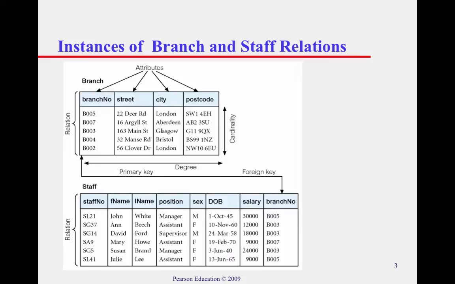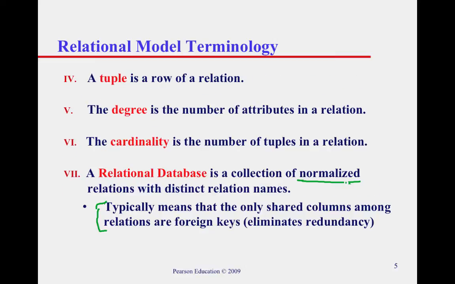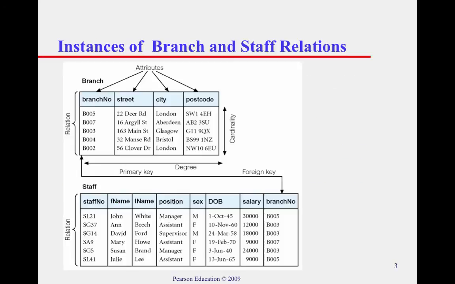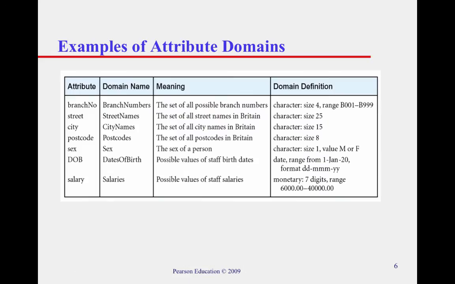So this idea of only sharing foreign keys is an important one because it reduces the amount of redundant data that we store, and that in turn reduces inconsistency in the database. Now, obviously, if we update the branch number for B005 and change it to B0010, we're going to have to ensure that it gets updated in all other places as well. So it doesn't eliminate the chance of inconsistency, but it reduces it.